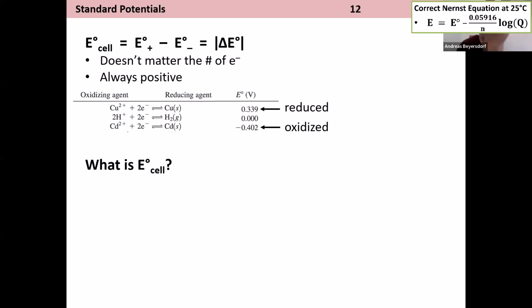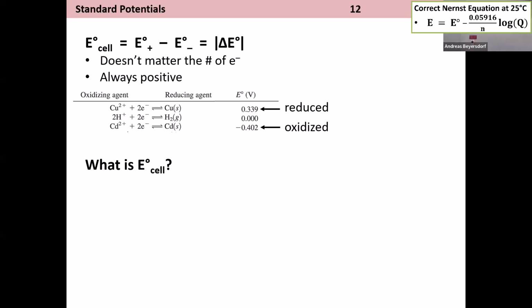Notice it is positive. Because it is positive, that means that this will happen spontaneously. Okay, this would be a galvanic cell. The opposite would be one where it would be negative, in which case it's not spontaneous and we have to put electricity into it.